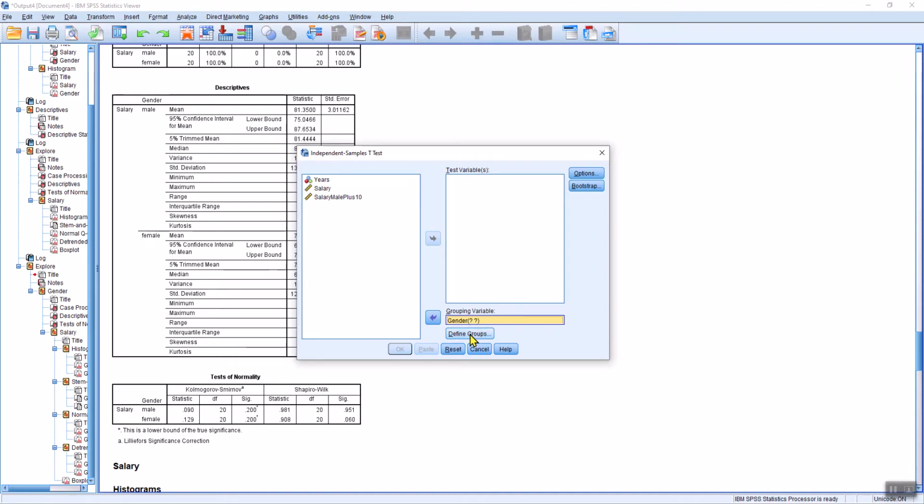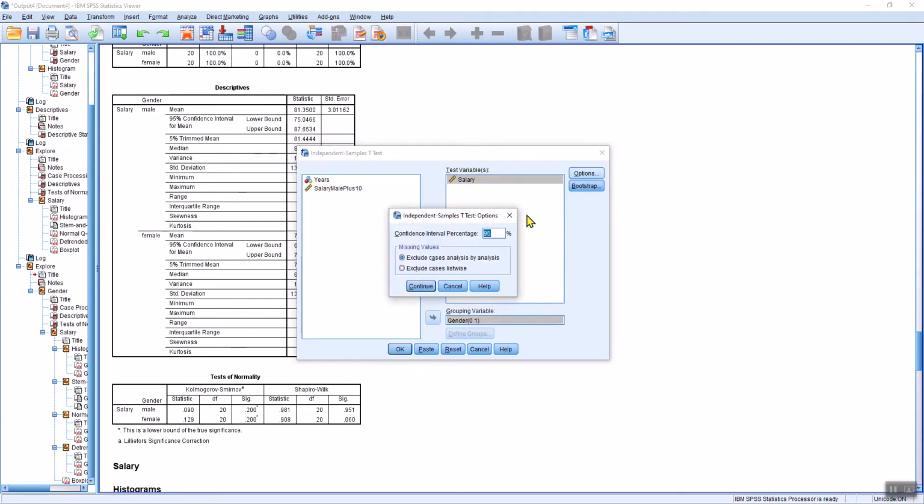Now if you recall, a few minutes ago I said that when I have gender being coded into the SPSS file, I always set males equal 0 and females equal 1. So to define the groups, we just click the button here for define groups. Group 1 is the males, so we put a 0 there. Group 2 is the females, so we put a 1 there. And we put salary in the test variables.